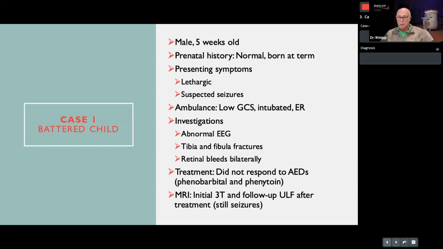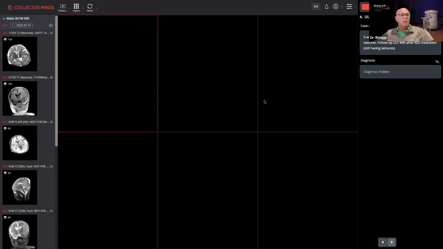Sure. So let's start with the ultra low field Hyperfine scan.